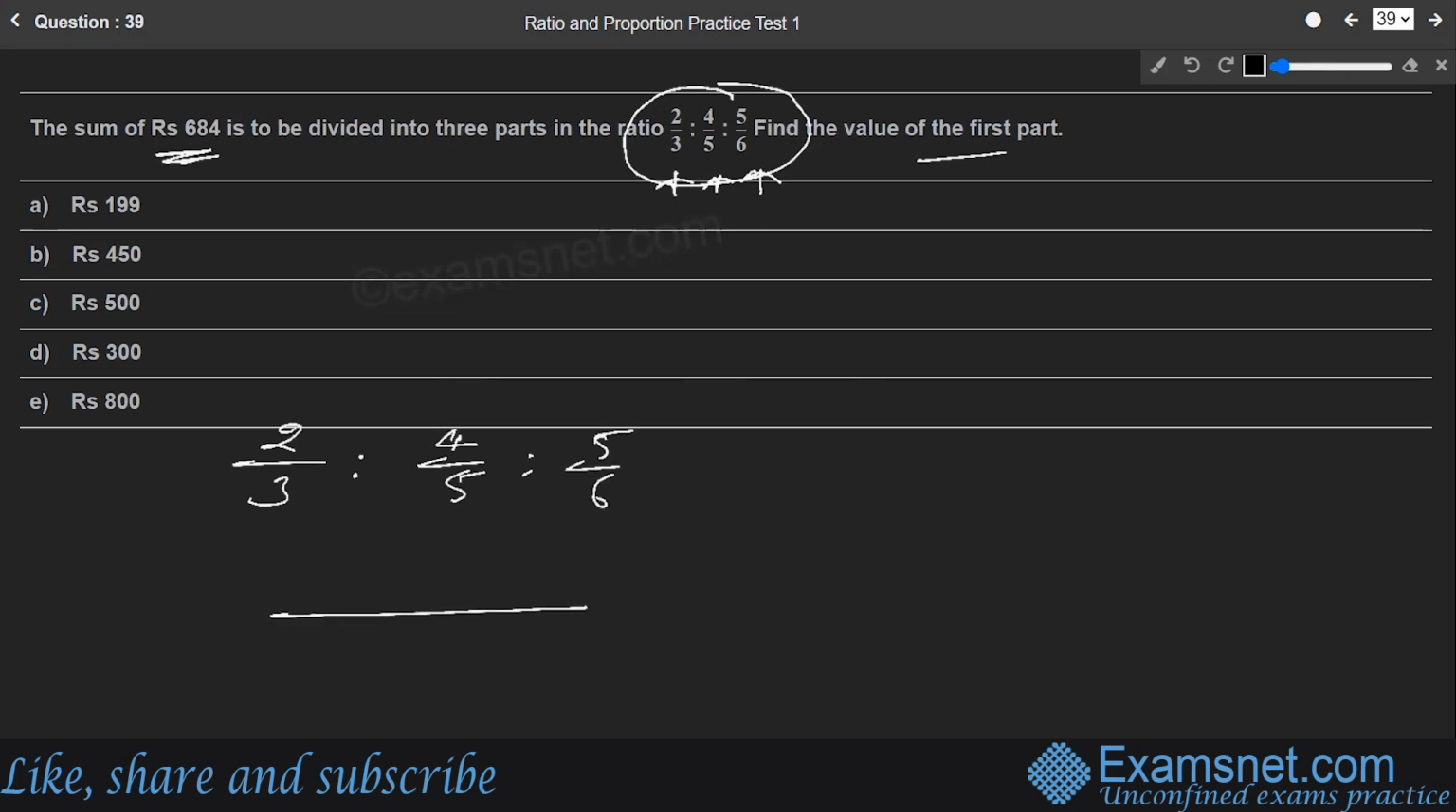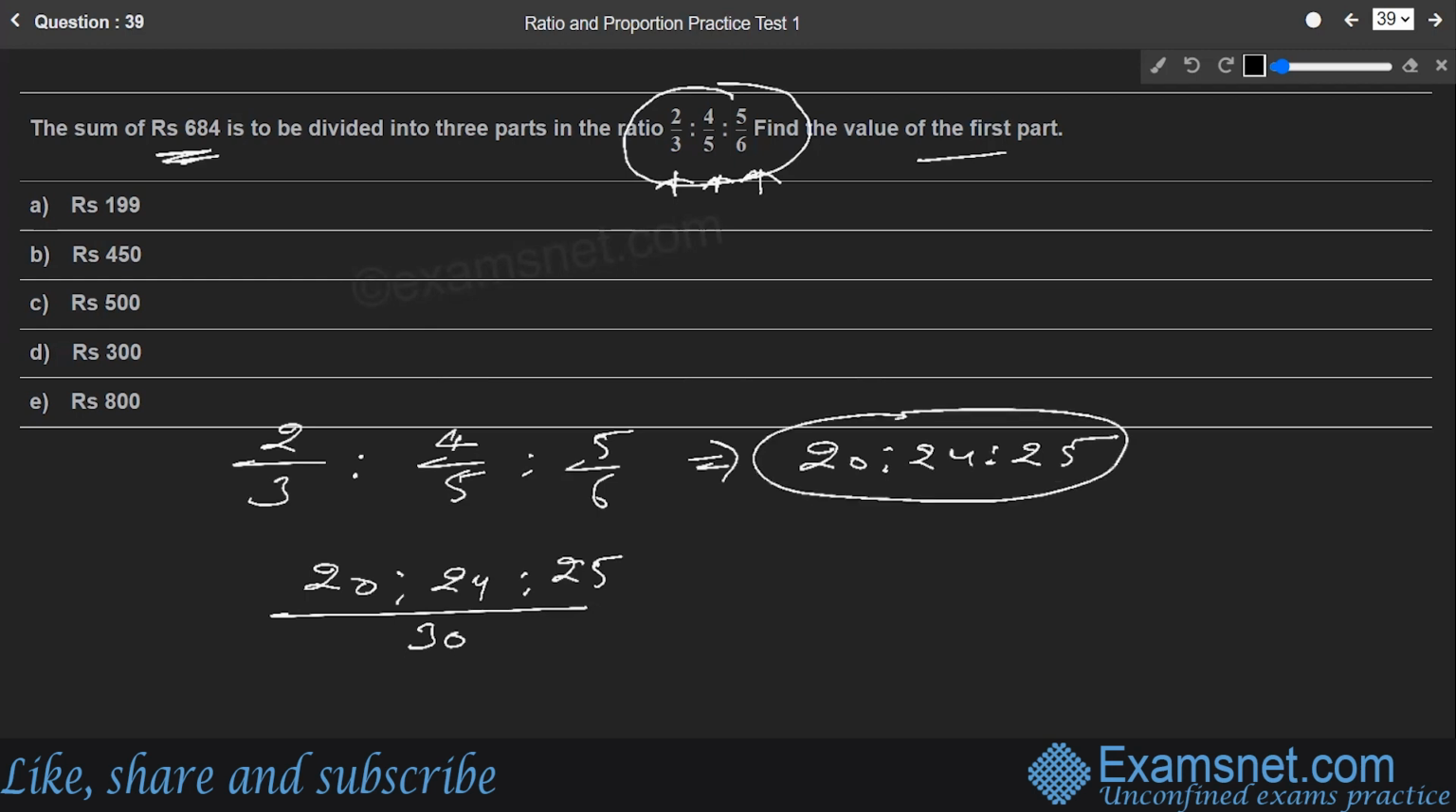For that, we'll take the LCM of the denominators. The LCM of 3, 5, and 6 comes out to be 30. Let us write each fraction with the denominator 30. So 3 divides 30 by 10, and 10 into 2 is 20; 5 divides 30 by 6, and 6 into 4 is 24; 6 divides 30 by 5, and 5 into 5 is 25. So this ratio can be written as 20 is to 24 is to 25. 30 is common to all, so that can be ignored. So this is the final ratio, 20 is to 24 is to 25.